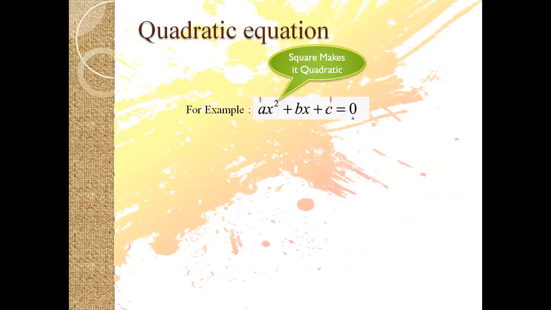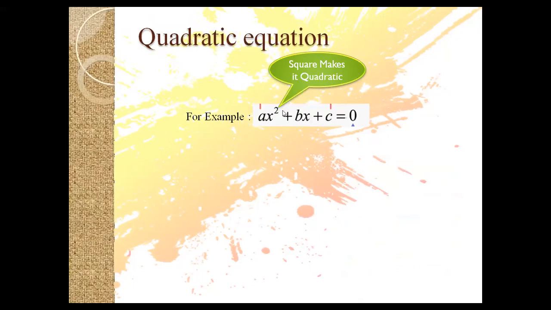Next equation is the quadratic equation. A quadratic equation is the same as a linear equation, but the only difference is that there is a square. The square makes it quadratic. That is why this equation is called a quadratic equation. The name quadratic comes from quad, meaning square. That is why this equation is called an equation of degree 2.